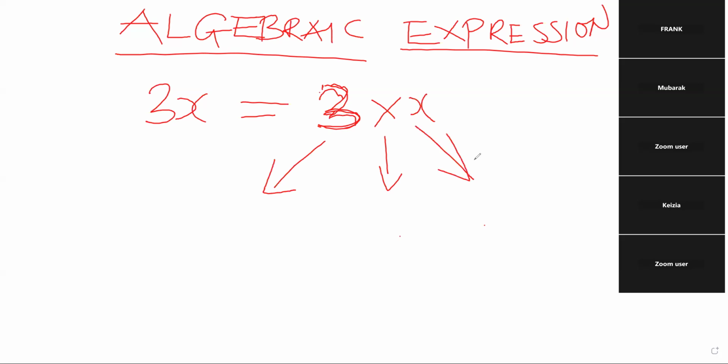So once you have at least one variable, a letter, and also an operational sign, then we say that whatever we have is an algebraic expression. So 3x is an algebraic expression. We can have another example like 3 plus y. So we have y as a variable, 3 as the number, and the operational sign is addition. That also makes it an algebraic expression.